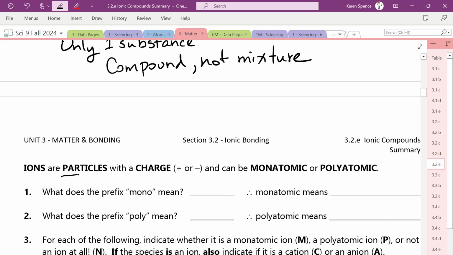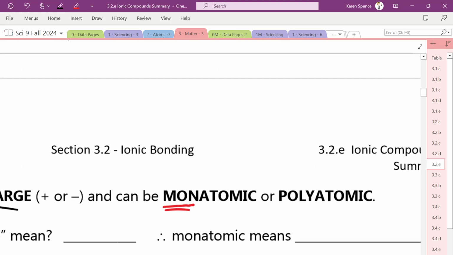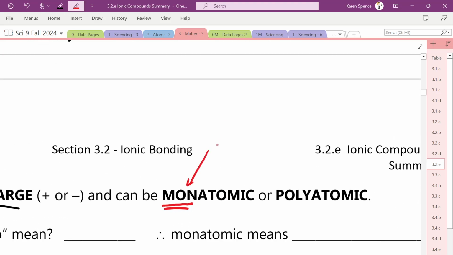Ions are particles with a charge, and they can be either monatomic. Do you guys know what the prefix mono means? Mono means one. And if we have mono before a vowel, we usually drop the O and just put mon. So one atom. Poly, many atoms.